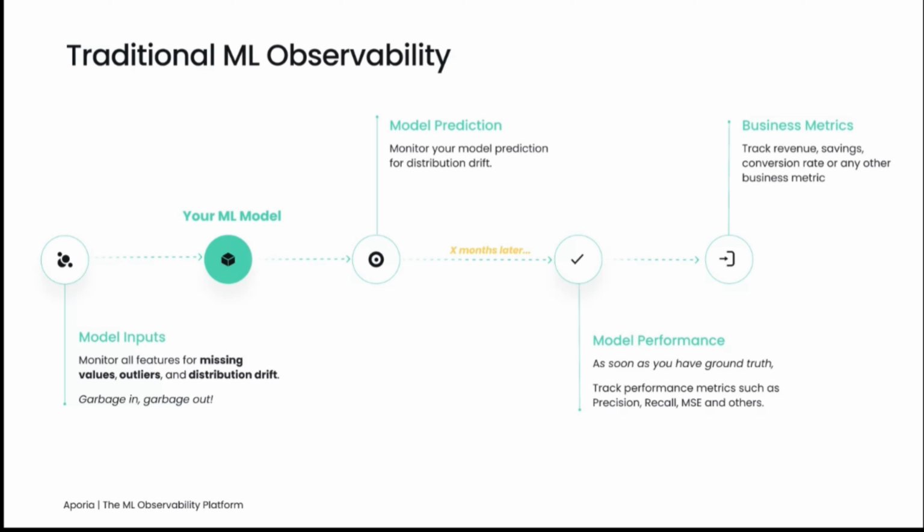You want to track things like revenue, savings, conversion rate, or basically any other business metric, and you want to correlate that to the predictions that your model is making, because that is the only way that you'll be able to measure the impact that your models have on the business itself. Because the models can work significantly well, or they may not be performing so well, but they still leave a good or bad impact on the business.